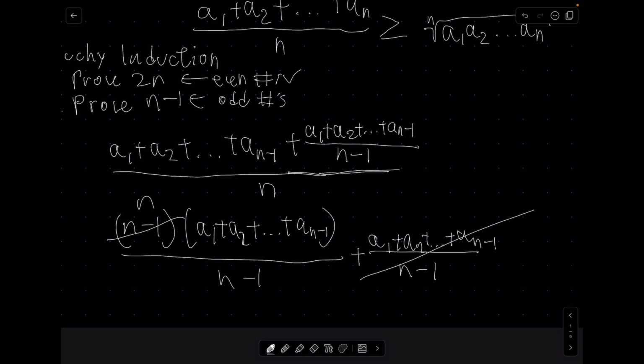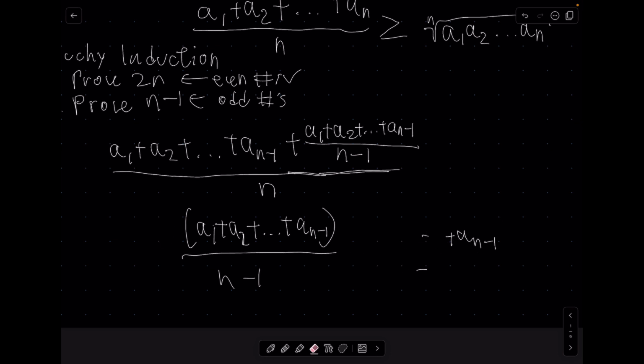So you can just ignore that. But there's also an n down here, so these are going to cancel. And what we're going to be left with is just this, a1 plus a2 all the way to an, minus 1 divided by n minus 1.